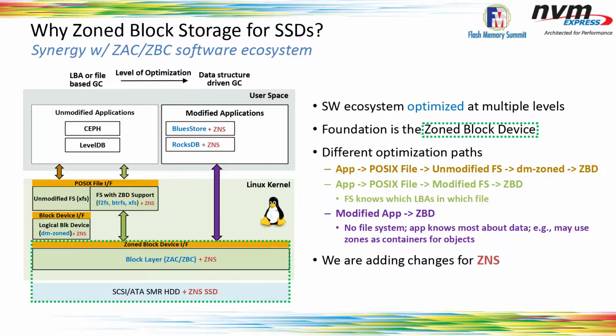You can further optimize things by adding a file system that's modified to understand zone block devices, because the file system now knows what LBAs it's got in the file, and it can talk directly to the zone block layer, and we get better optimization. And then you can go the next step, which is the hardest, and it takes more time, and people always hate to do this, but if you go right to the app and ignore the file system entirely, you can get even more optimization. For example, a database may use a zone as a container for an object.